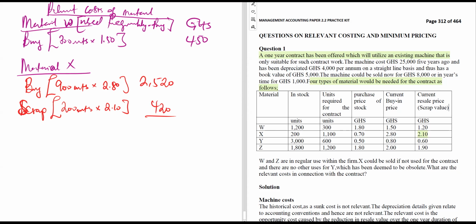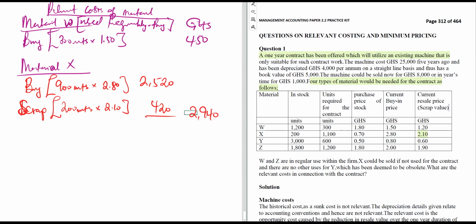Why are we not touching the purchase price of the stock? It's a sunk cost. Okay, so in that case, we have 2,520 plus 420. That means we have 2,940 for this one, right?